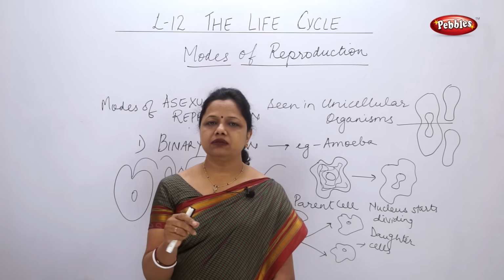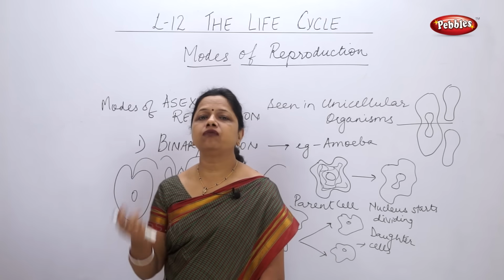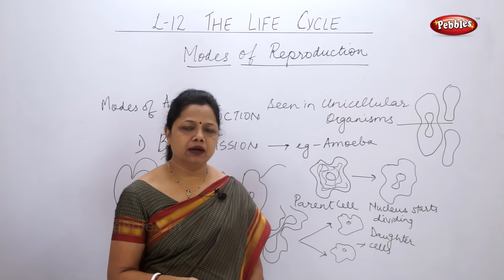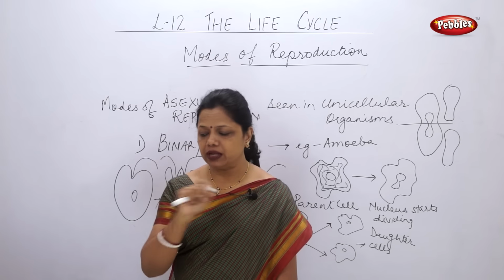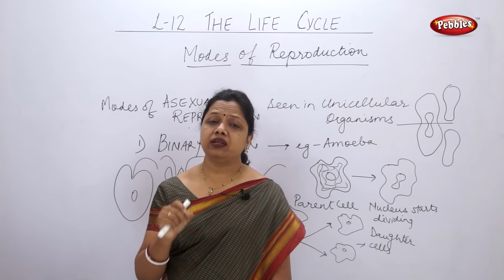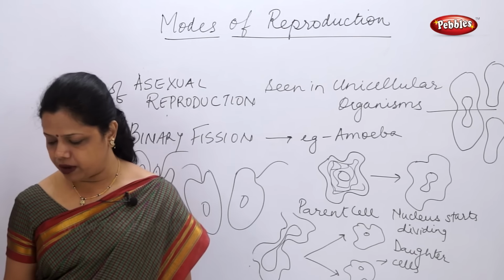In the board exam, they might ask you to show the diagrammatic representation of binary fission of euglena or paramecium or amoeba. So it has to be learned with the labeling part. Labeling is also given in your textbook, which is very, very important. Now this was about binary fission in amoeba.